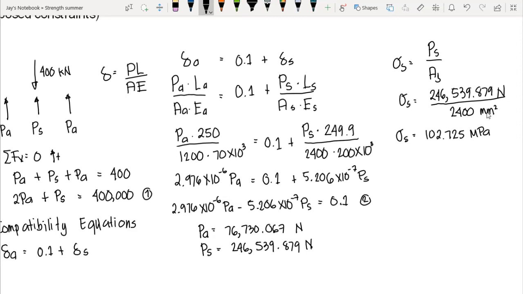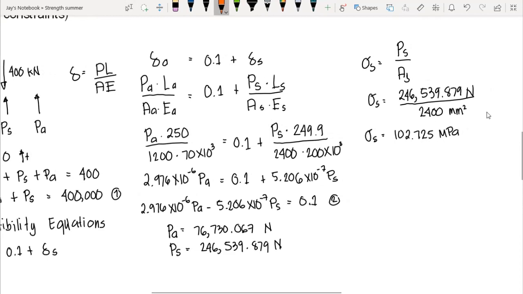So take note, since we have compression, since our member here are being compressed by the load 400 kilonewton, therefore this is a compressive stress. So this is the stress of the steel. If you are asked to compute for the stress in the aluminum, then you compute for the stress using the axial load, that is 76,730.067.